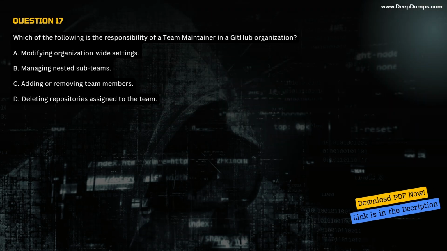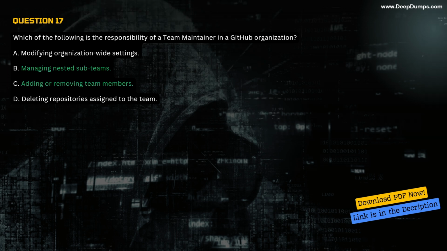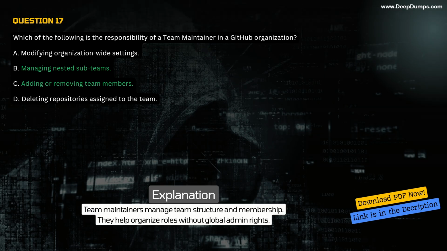Question 17. Which of the following is the responsibility of a team maintainer in a GitHub organization? A. Modifying organization-wide settings. B. Managing nested subteams. C. Adding or removing team members. D. Deleting repositories assigned to the team. Correct answer, B and C. Managing nested subteams. Adding or removing team members. Explanation. Team maintainers manage team structure and membership. They help organize roles without global admin rights.